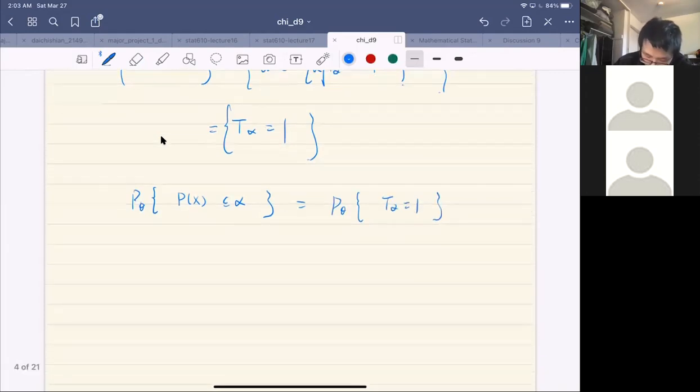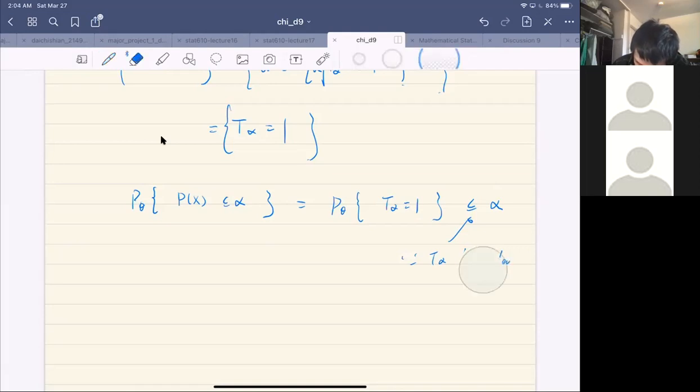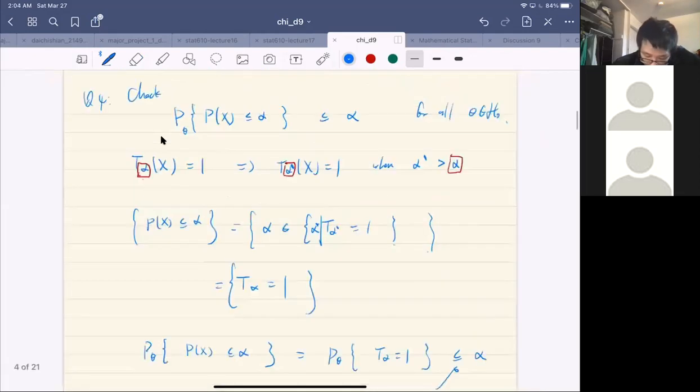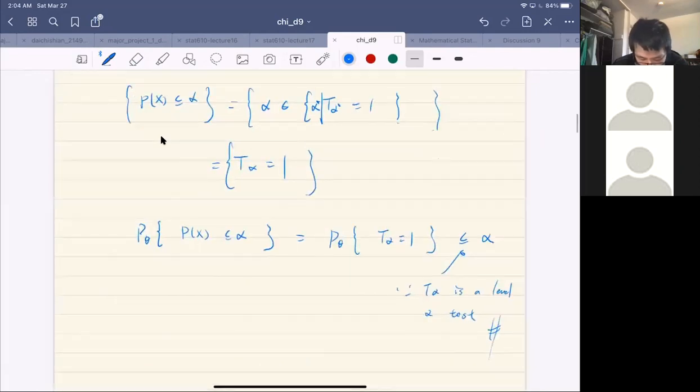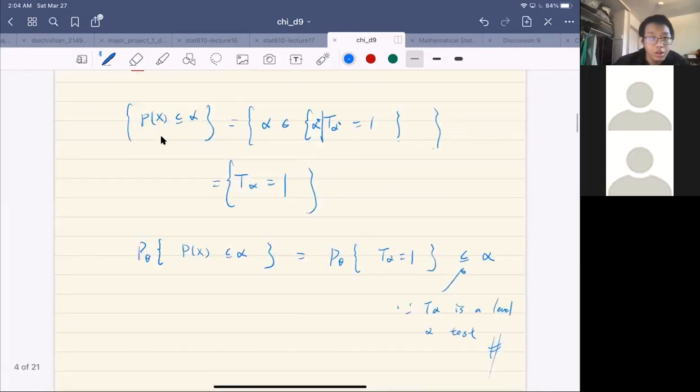And this should be smaller than or equal to alpha because T_alpha is a level alpha test. Okay, I see. That's question 4. Any questions?